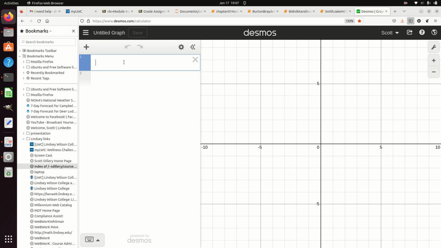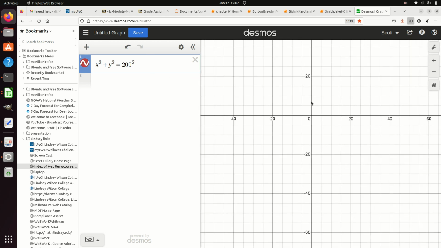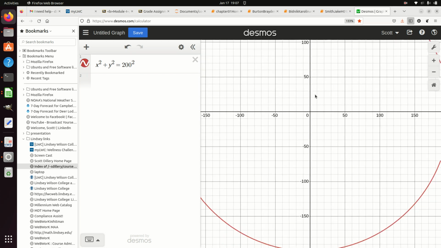So I can write here x squared plus y squared equals 200 squared. Okay, now it doesn't show up. Well, no, because I need to go clear out to 200 here to see it.